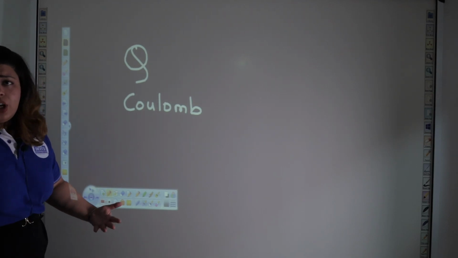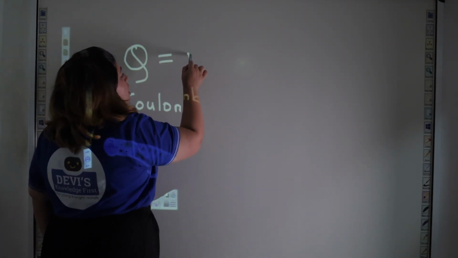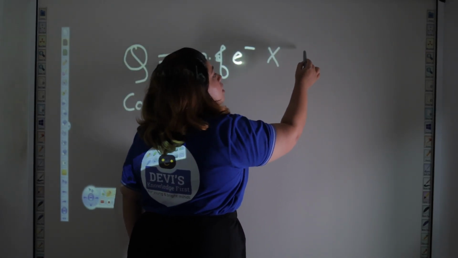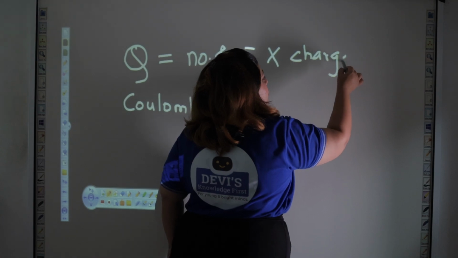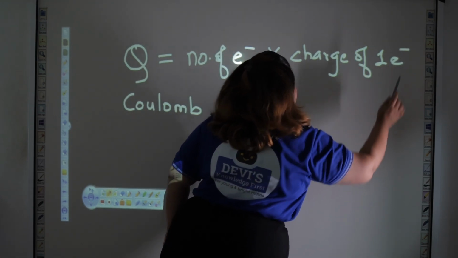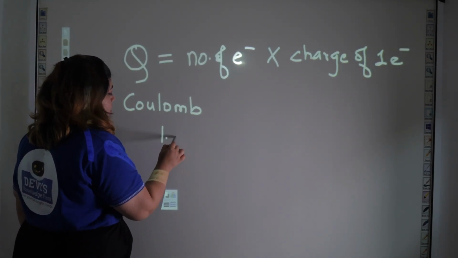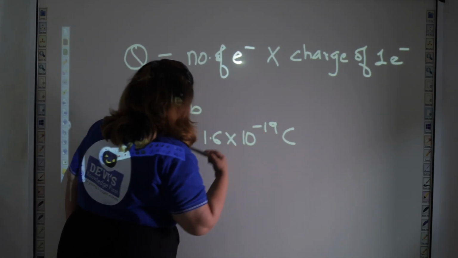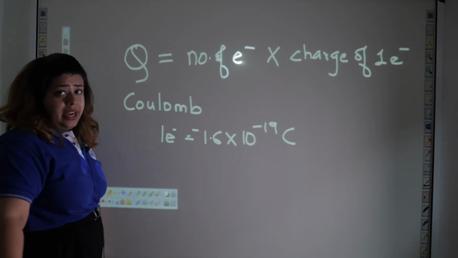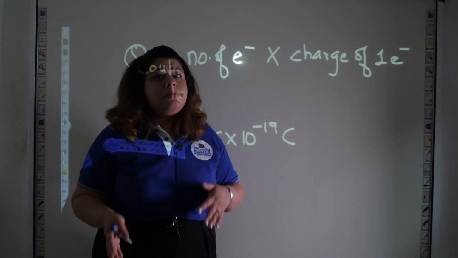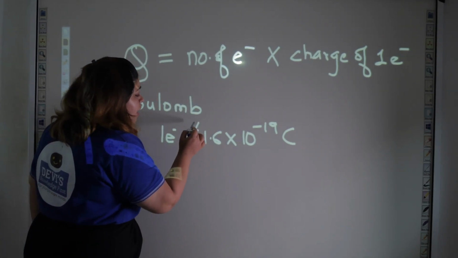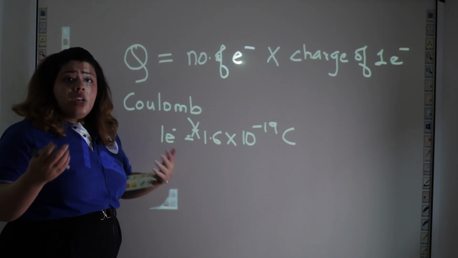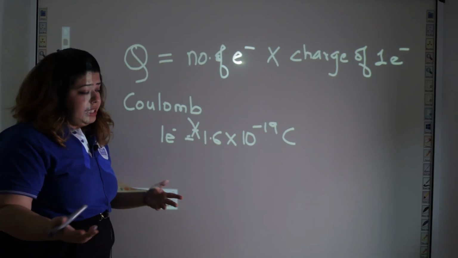And what is a charge? A charge is the number of electrons times the charge of 1 electron. The charge of 1 electron is 1.6 into 10 raised to minus 19 coulombs. Obviously there is a negative sign, but when we try to solve the numericals, please make sure you remember this: you do not have to use this negative sign, because a proton also has the same charge.